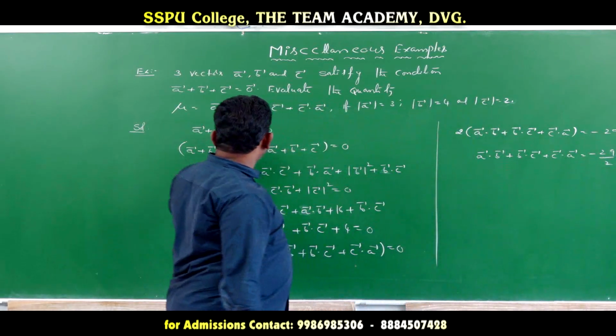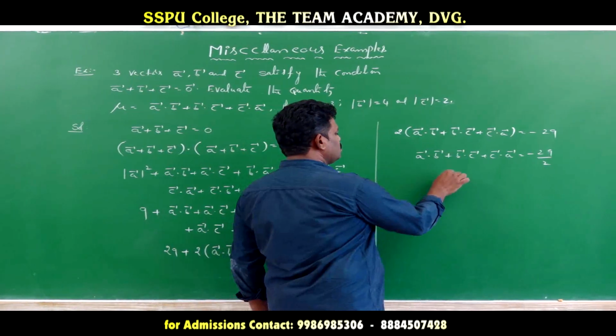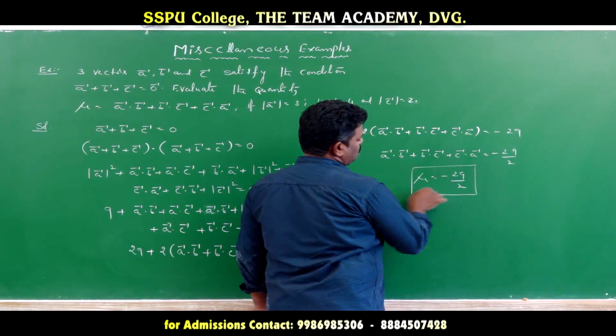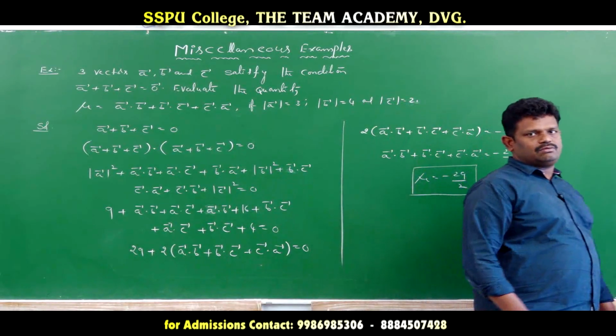But what is this one given as? Mu is equal to this one. Then finally, Mu is equal to minus 29 by 2. So this is the required value for the given condition. Okay?